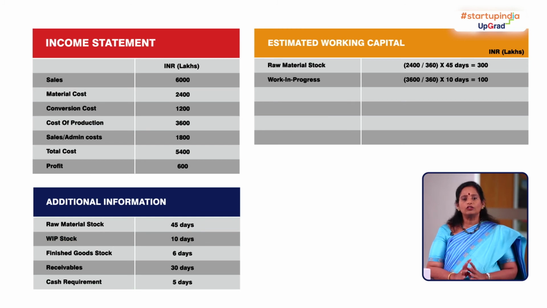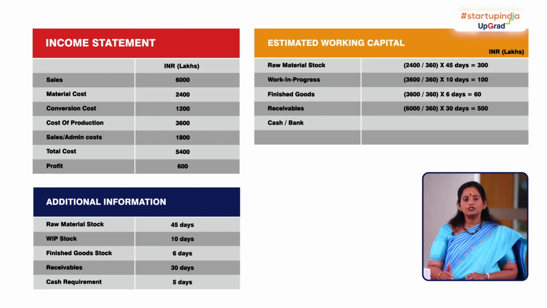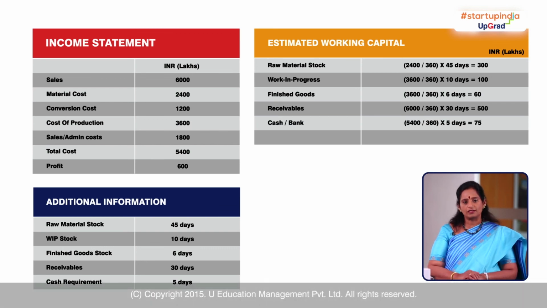Likewise, we can find out the value of other current assets. For finished goods, it will be rupees 60 lakhs, for receivables, it will be 500 lakhs, and cash, it will be rupees 75 lakhs. The total requirement of working capital thus will be rupees 1035 lakhs.